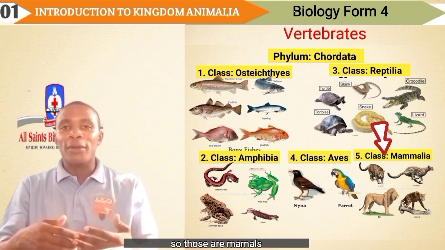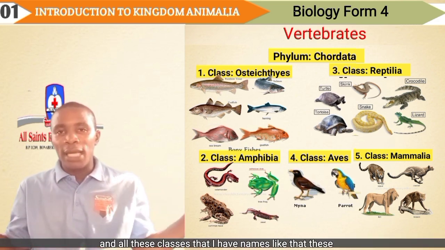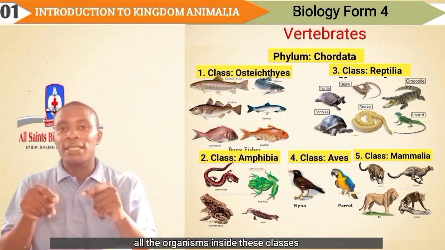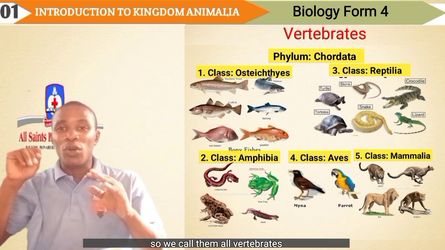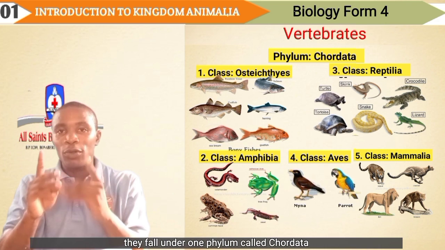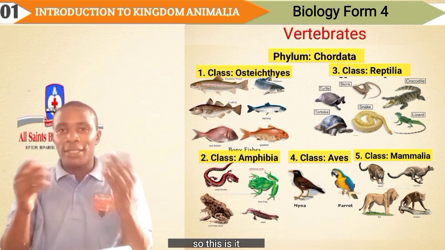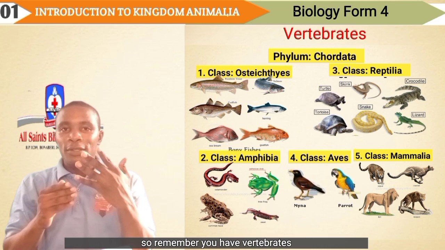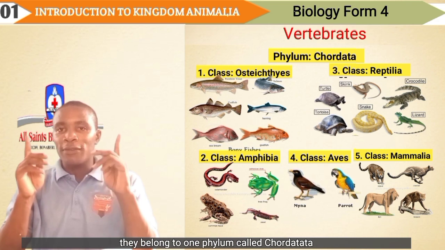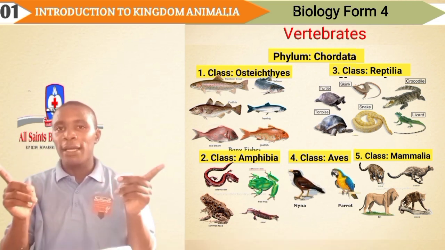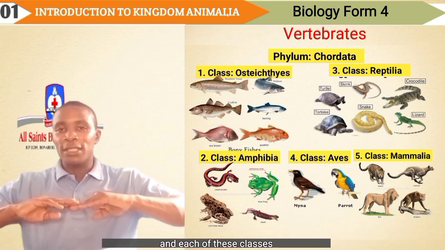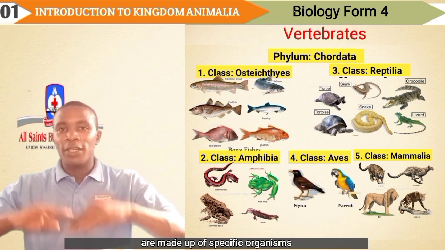So these are mammals, and all the organisms inside these classes that I have named have a backbone. So we call them all vertebrates. And remember, they fall under one phylum called Chordata. So remember, you have vertebrates. They belong to one phylum called Chordata, and the phylum Chordata is divided into 5 classes, and each of these classes is made up of specific organisms.